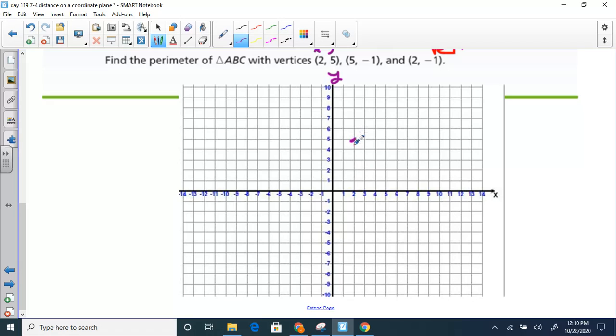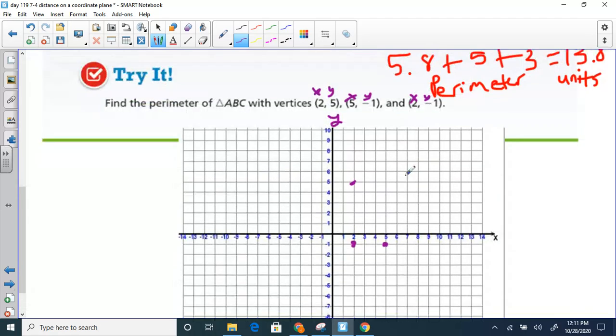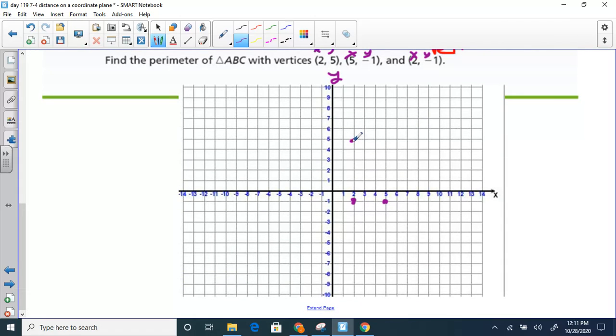So this point lines up with 2 on the x-axis, and it lines up with 5 on the y. 5 comma negative 1 is right here because it lines up with 5 on the x, and it lines up with negative 1 on the y. And 2 comma negative 1 is right here because this point lines up with 2 on the x-axis, and it lines up with negative 1 on the y. So now it says I want the perimeter of this triangle, so I'm going to draw in my triangle the best I can.